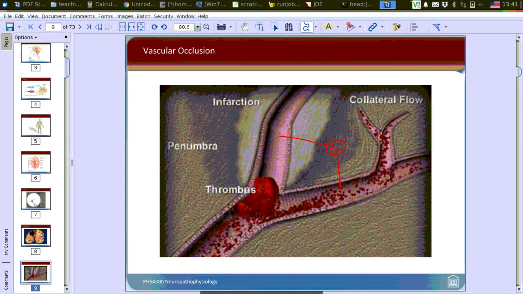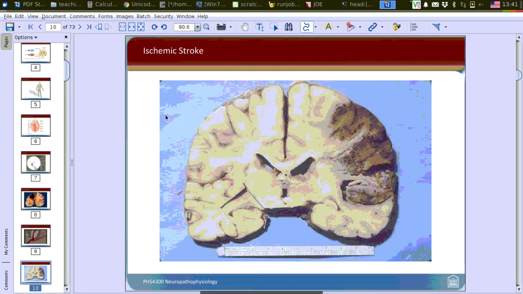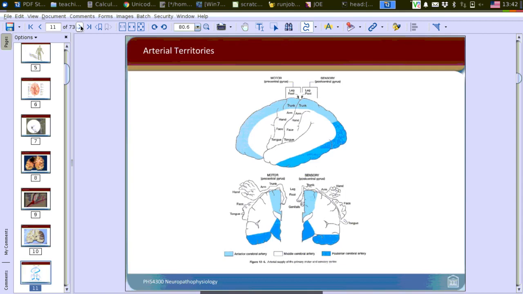The next figure shows an example. So you see here an example of an ischemic stroke. The person had an occlusion of the middle cerebral artery. We can tell because damage to the middle cerebral artery will lead to infarction of this area here. That's shown in the next figure.